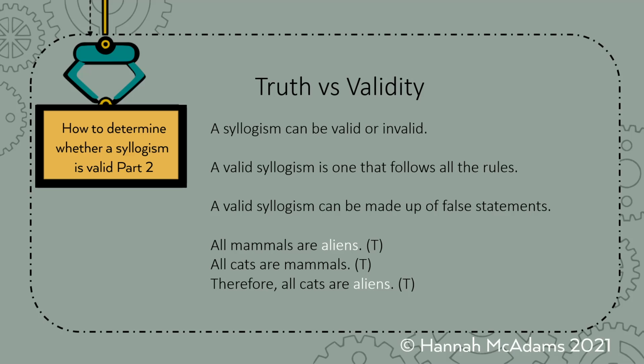All right. Well, the point is all mammals are aliens. That's not true, is it? That's a false statement. Therefore, all cats are aliens. Also not true. That's a false statement. But this syllogism is still valid because it's following all the rules. Validity only means that it's following the rules. It doesn't matter whether the statements are true or false. Okay? Does that make sense?